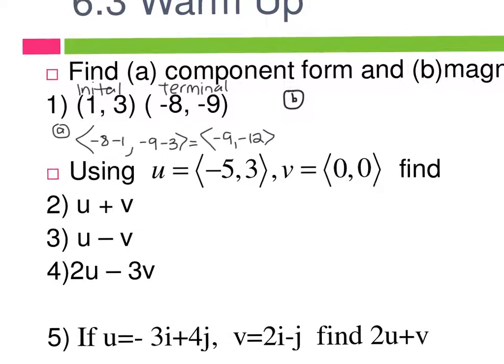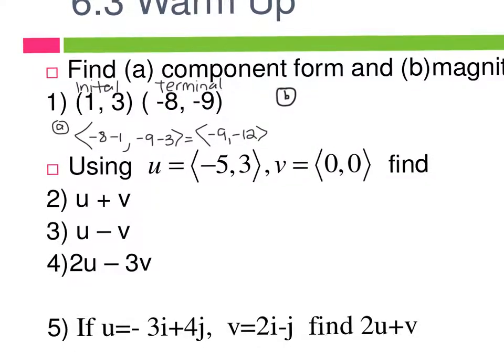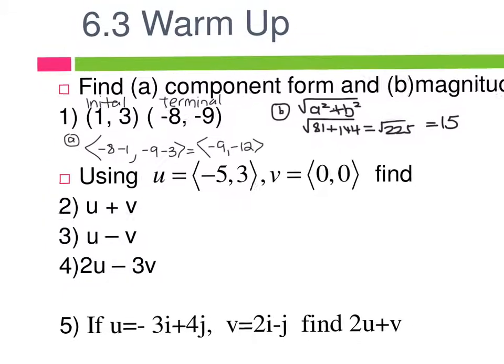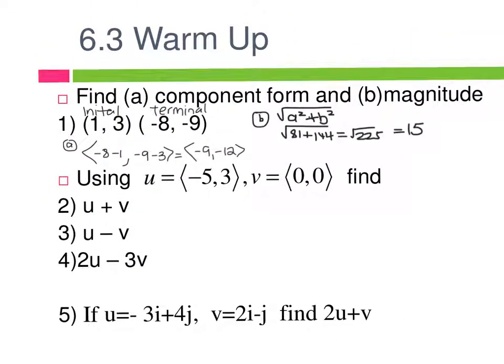All right, so then B is the magnitude of this. So remember, when you have the initial and the terminal, you have two choices. One is the distance formula, and the other is the square root of a squared plus b squared. So I'm going to use that here. If I didn't have the initial and the terminal, I only had the component form, then you'd have to use the square root of a squared plus b squared. So for this one, I'd get the square root of 9 squared, which is 81, plus 12 squared, which is 144, and I get the square root of 225, which is 15. And that's the magnitude or the length of this.